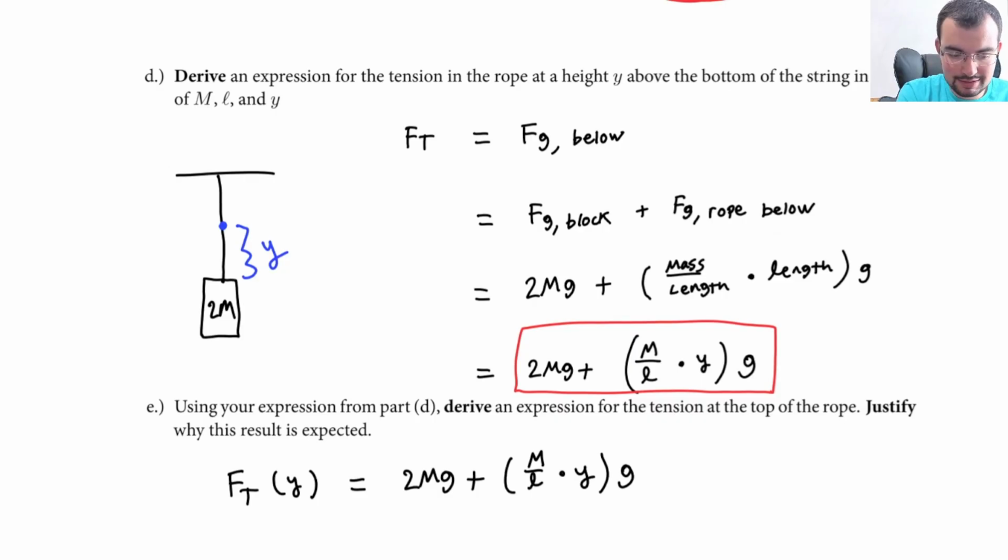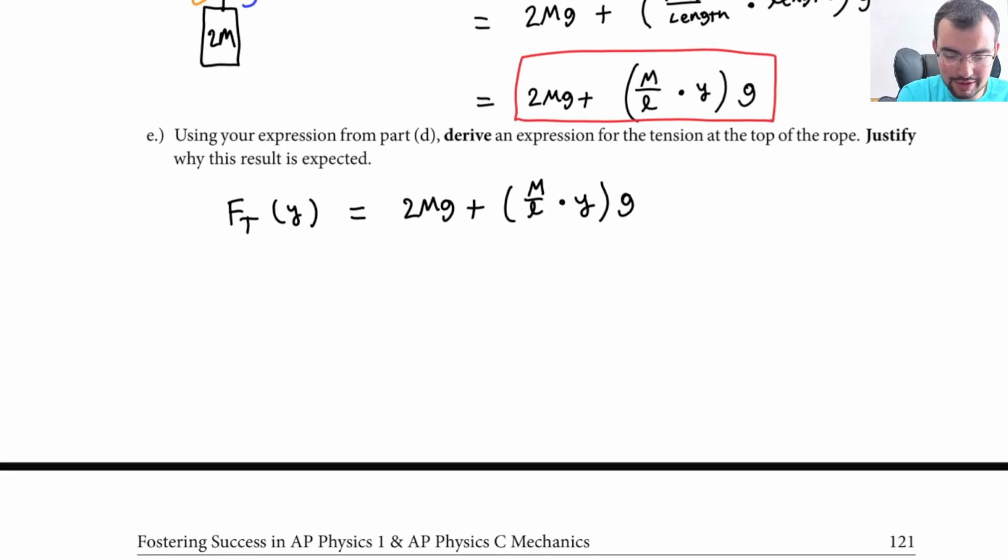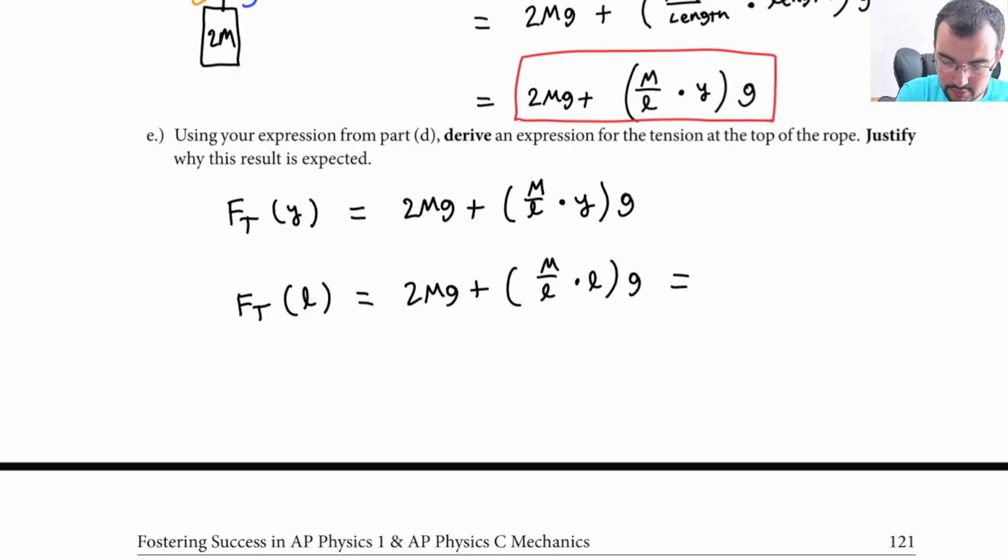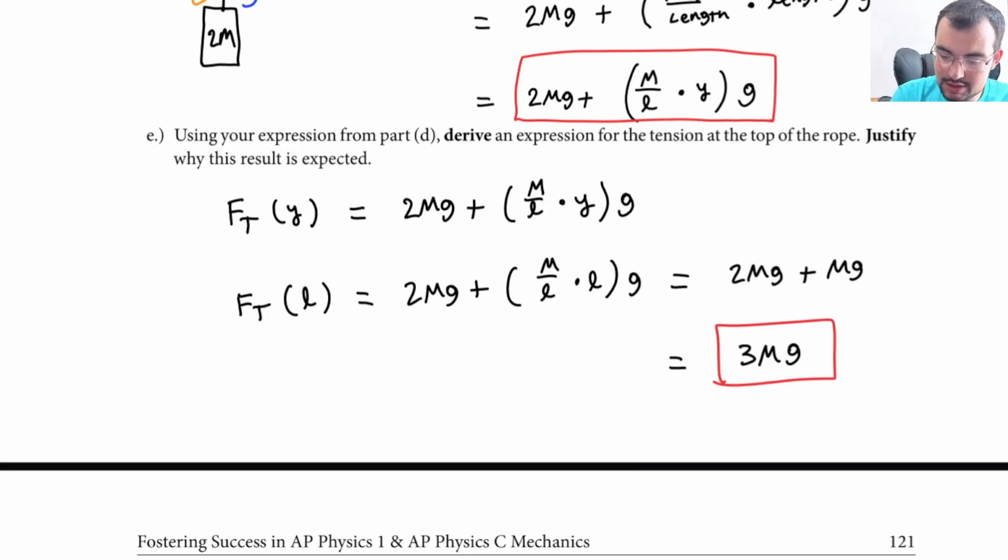So what would it mean to be at the top of the rope? Well, at the top of the rope, we would be a height L above the bottom. So we can find the tension at the top of the rope by plugging in L for y. The L's actually cancel, so I get 2 mg plus mg, which is 3 mg. And apparently this should be an expected result, it says.